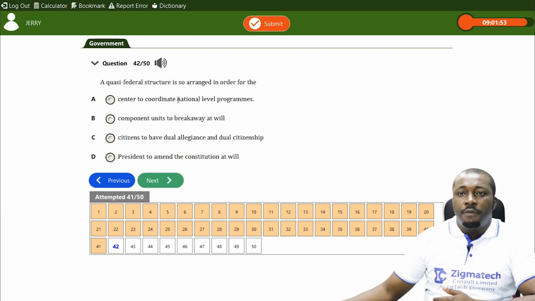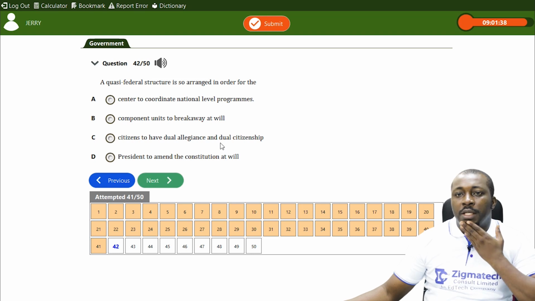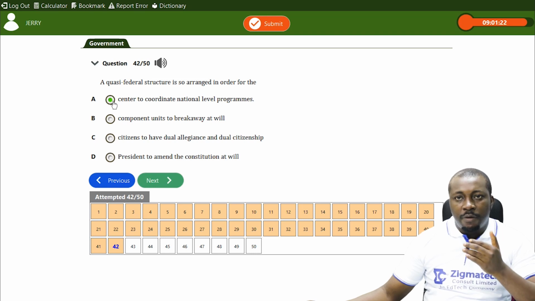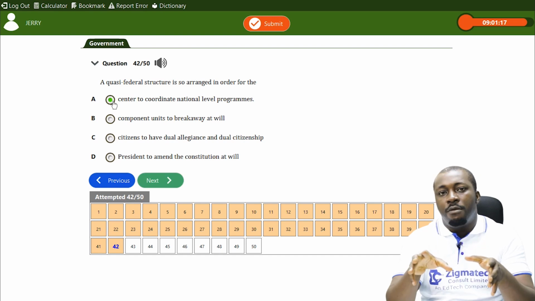So why do we have a quasi-federal structure? That's what they're asking you. A, center to coordinate national level programs. B, component units to break away at will. Of course, it's not to. C, citizens to have dual allegiance, and dual citizenship is not written. D, president to amend the constitution at will. It is A, the center coordinates national level programs. So that's why you have the quasi-federal structure, so that central government can coordinate matters that are of national importance or of national interest.